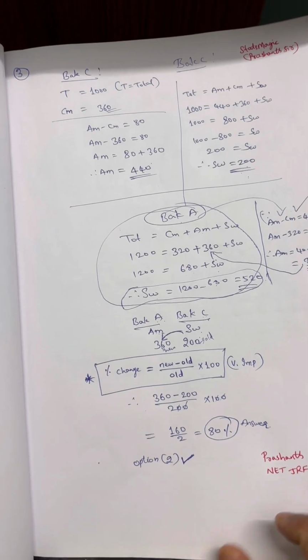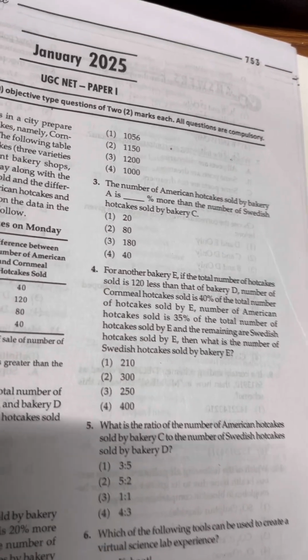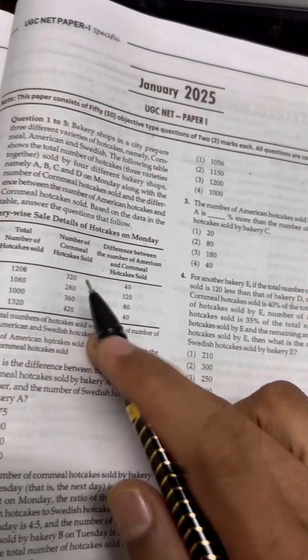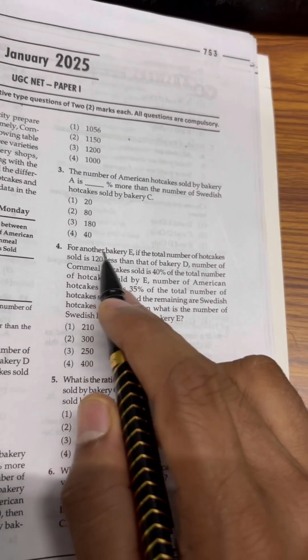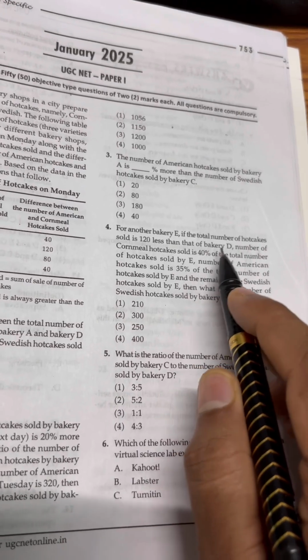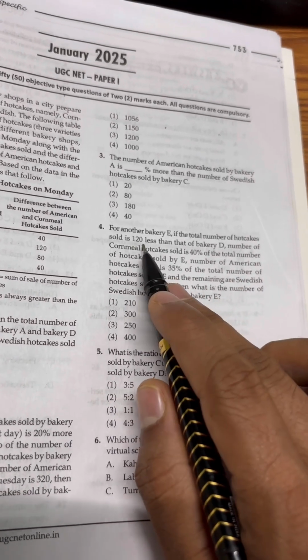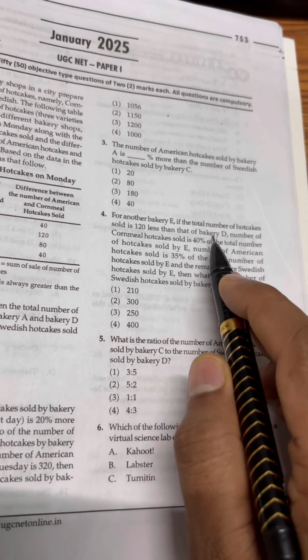Now let's quickly move to the fourth question. I will explain. Fourth question, this is important, 2 methods here. Like for another bakery E. So in the table they gave up to 4 bakeries only. Now they are asking another bakery E. Total number of hotcakes sold is 120 less than that of bakery D. So based on D bakery, we have to find out the total number of E.